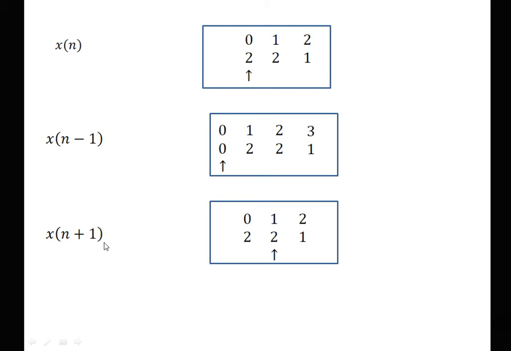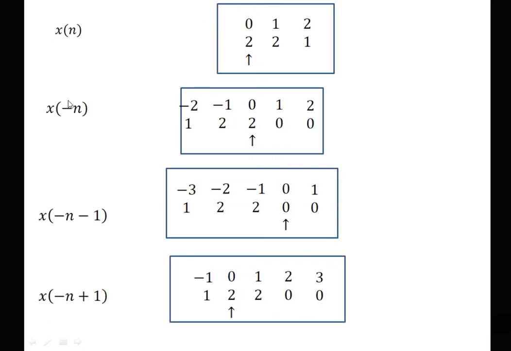X of n plus 1. This is the signal x of n. Now we are shifting the arrow to this side. So now actually this is a small mistake here. This is the 0th location, this is minus 1 location, and this is 1 location. So the signal started at the minus 1 location. So here it is actually minus 1, 0, and then 1 location.